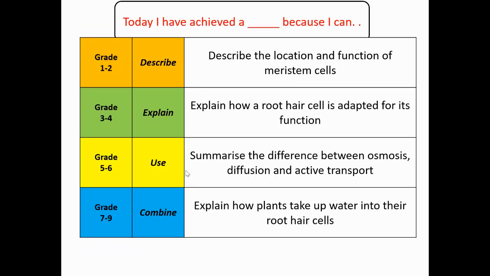Make sure that you don't finish before you write your today I've achieved sentence. Fill in this gap by saying describe, explain, use, or combine, and say why. Have you been able to describe the locations and functions of meristem cells? Have you been able to explain how a root hair cell is adapted for its function? Have you been able to summarize the difference between osmosis, diffusion, and active transport? And have you been able to explain why plants take up water into their root hair cells? Pause the video, write your sentence.